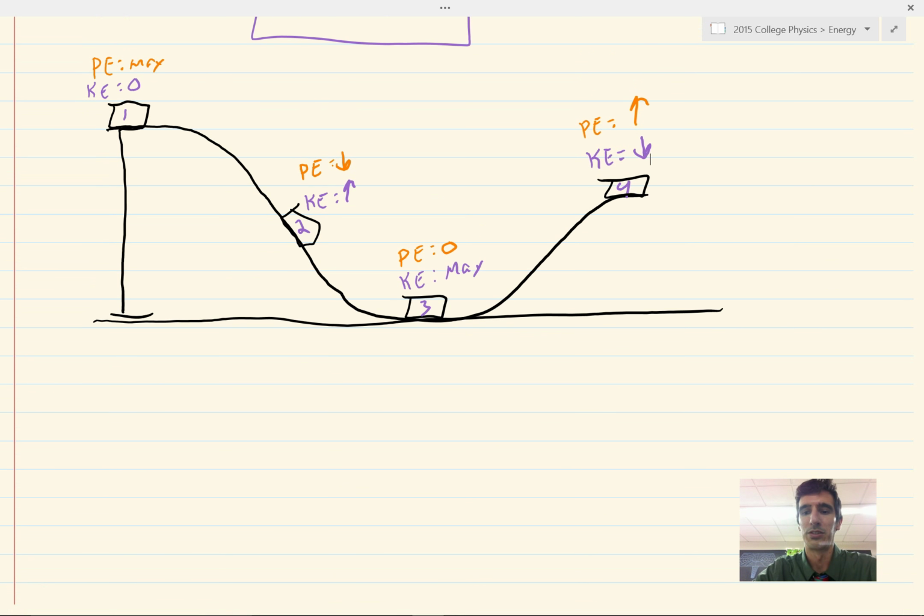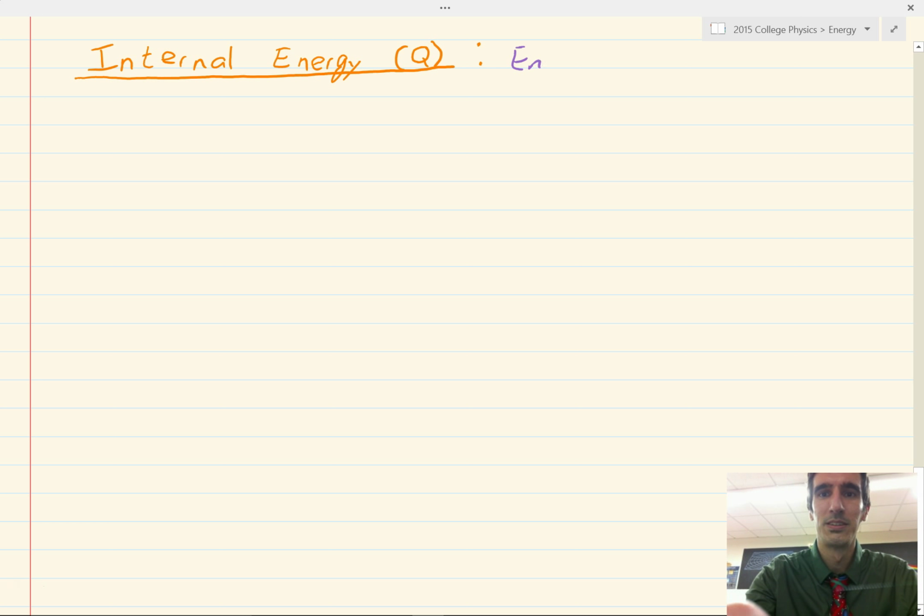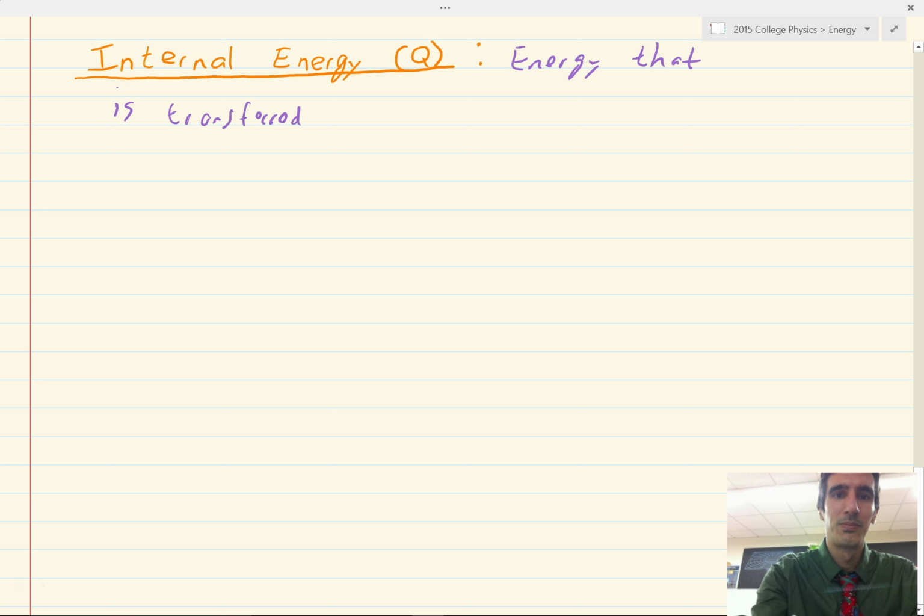Now, we're looking at a perfect scenario where there is no friction. But what happens when we add friction to the scenario? And that leads us to our last energy. Okay, so when we're talking about friction and how energy is lost due to friction, that's internal energy. So internal energy is the energy that is transferred to heat. In most cases, it's always heat, and it's through the process of friction.